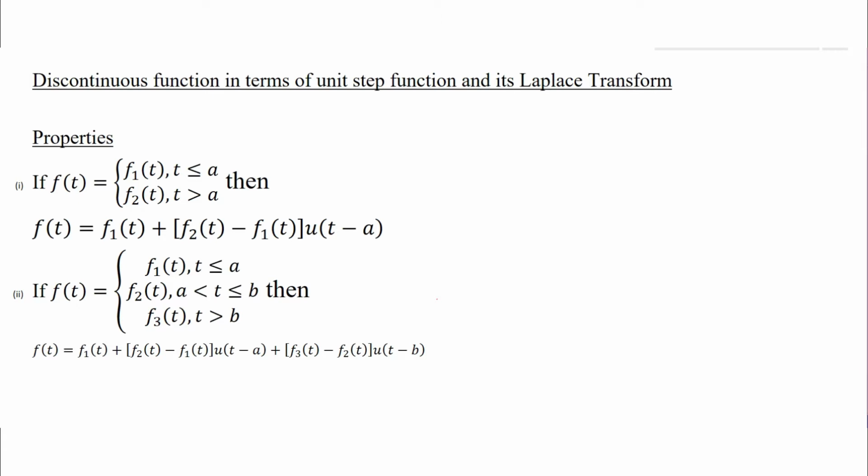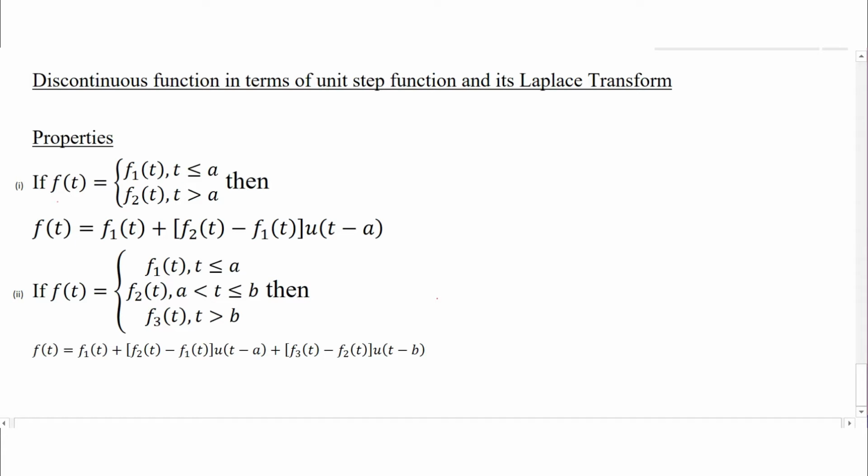In the previous video, we have seen the definition of unit step function and we have even solved problems based on unit step function. Today we'll try to discuss discontinuous functions, how to express them in terms of the unit step function, and we'll also try to find out its Laplace transform. We'll try to see some properties based on this discontinuous function.